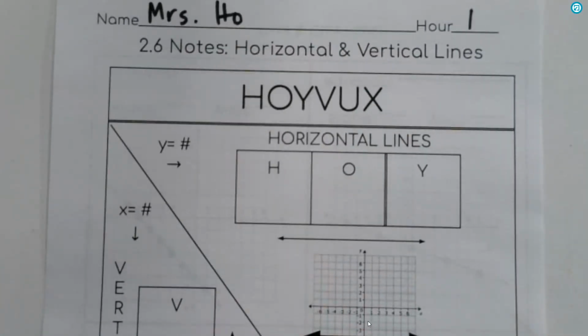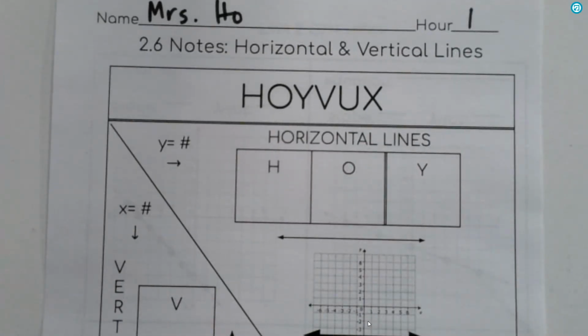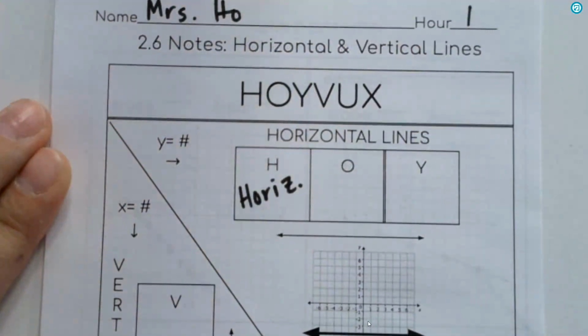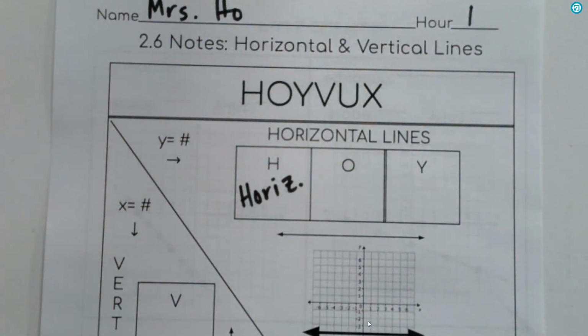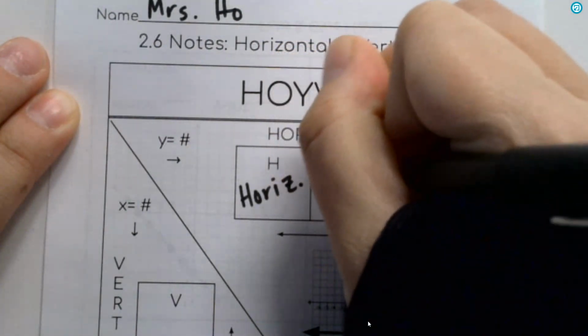So let's start with horizontal lines. So H-O-Y, the H stands for horizontal. I'm just going to abbreviate that. Horizontal lines. The O isn't actually an O, it's a zero. Have a zero slope.